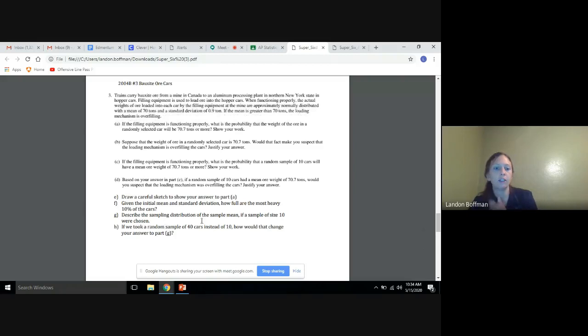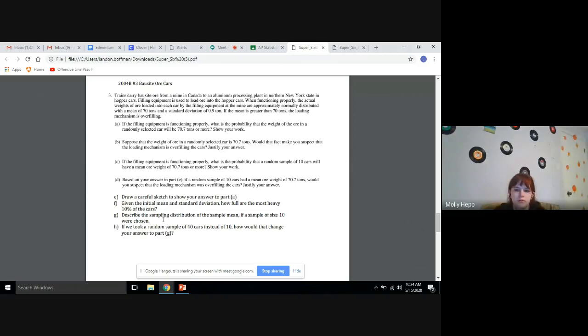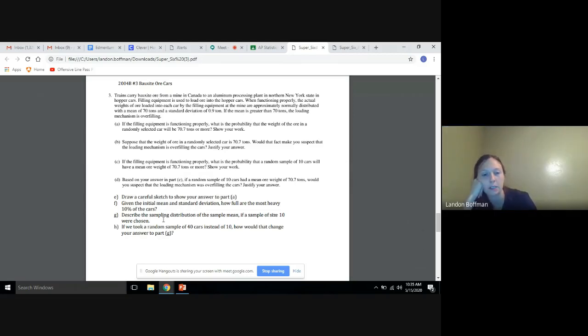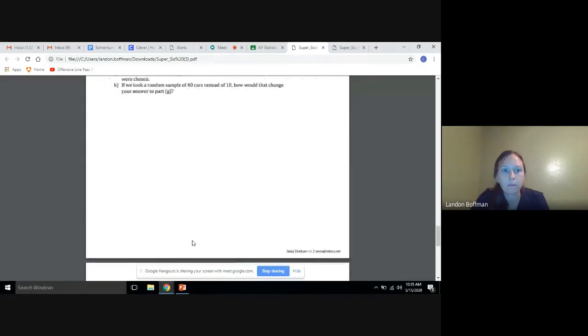So then part H says if we took a random sample of 40 cars instead of 10, how would that change your answer in part G? So what would change? The spread, right? Because that's the only one that's affected by your N, your sample size. And then you could either just talk about, hypothetically, if you increase your sample size, you decrease variability. So your standard deviation should get smaller, or you can actually calculate it and just show. Either one should suffice. Okay, we good there?